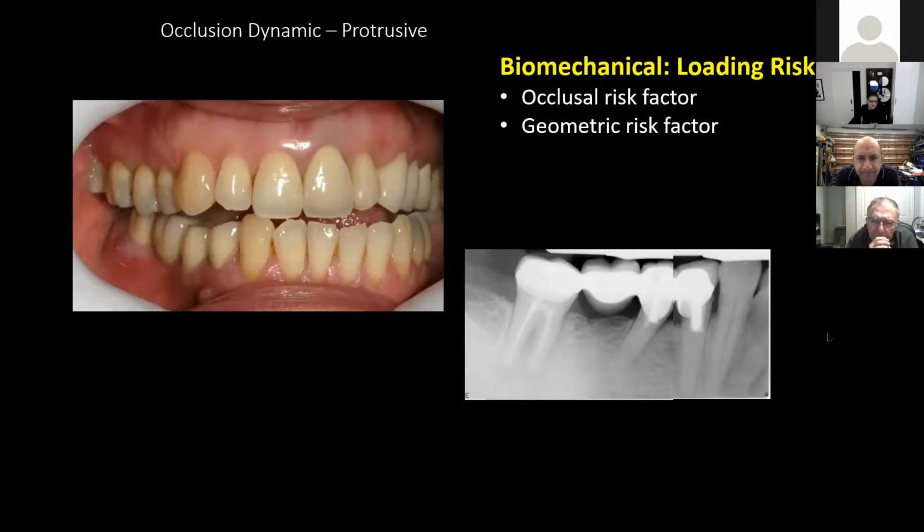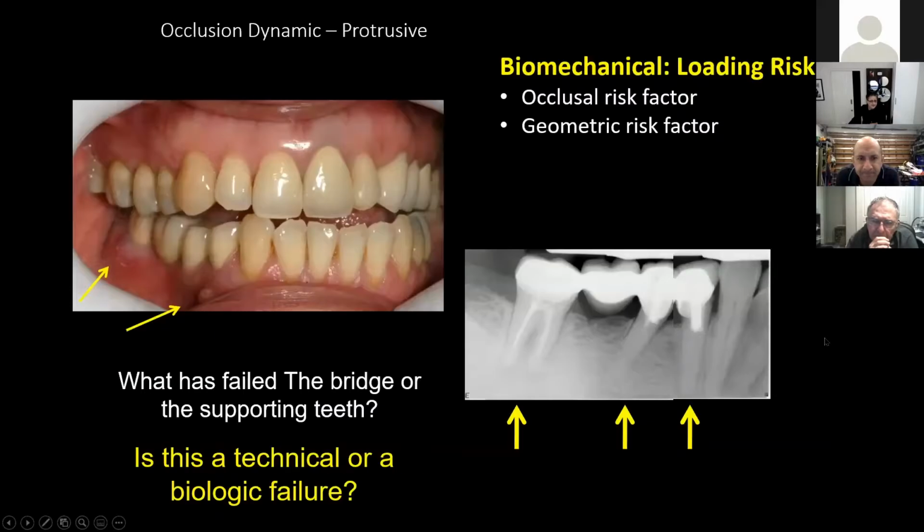But my issue is, when we look very carefully, what really has failed? The bridge or the supporting teeth? Is it a technical or biologic failure? We can answer those questions. Is it a technical or biologic failure? Okay. All right, and this biologic failure could have been prevented by correct design, by correct diagnosis.